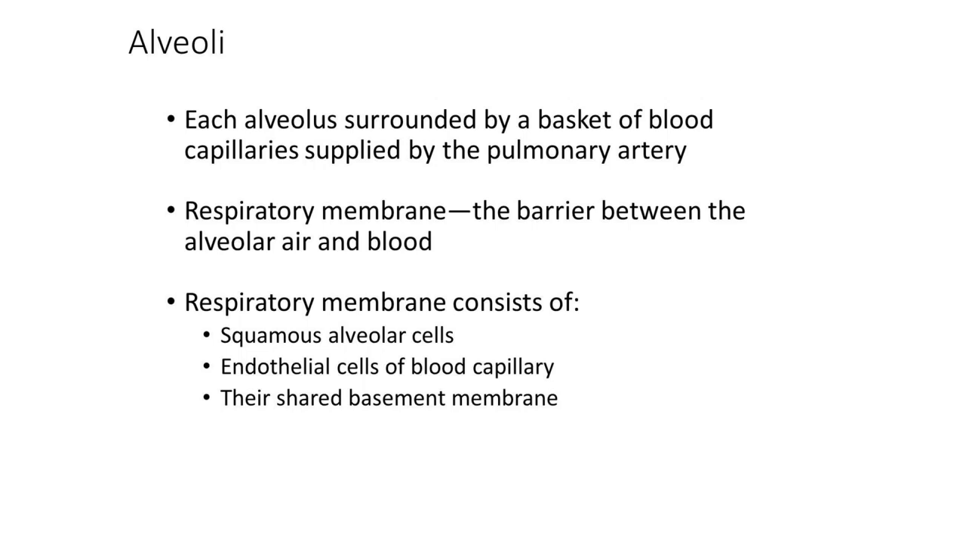Each alveolus is surrounded by a basket of blood capillaries supplied by the pulmonary artery. The respiratory membrane is the barrier between the alveolar air and blood. The respiratory membrane consists of squamous alveolar cells, endothelial cells of blood capillaries, and their shared basement membrane.